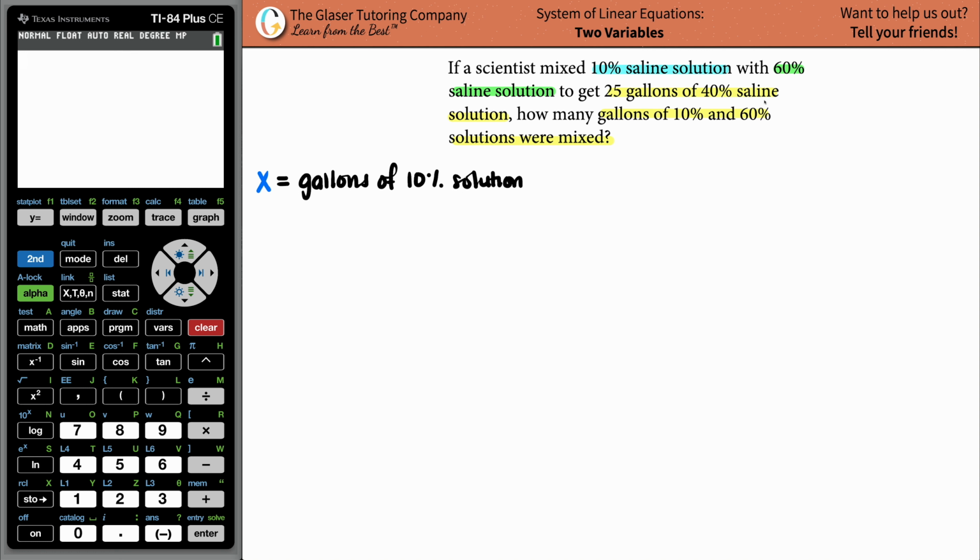Now, if we're talking about the 60% solution, I can't say that it's X again, because if I have two X's, that means that they're the same amount of gallons, but we don't know that. There was nothing in this question that said that they were the same. So they could be different numbers, so we just have to denote it as a different letter. In this case, I'll choose Y, but once again, you could use any letter that you want. And I'm going to say that this is now gallons of the 60% solution. Okay. Now let's go and find those formulas.